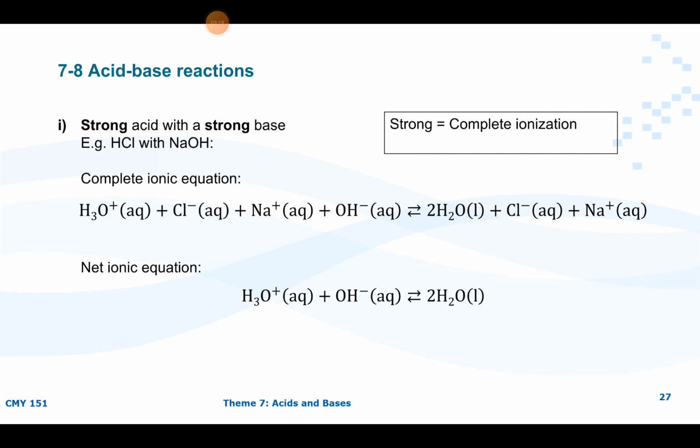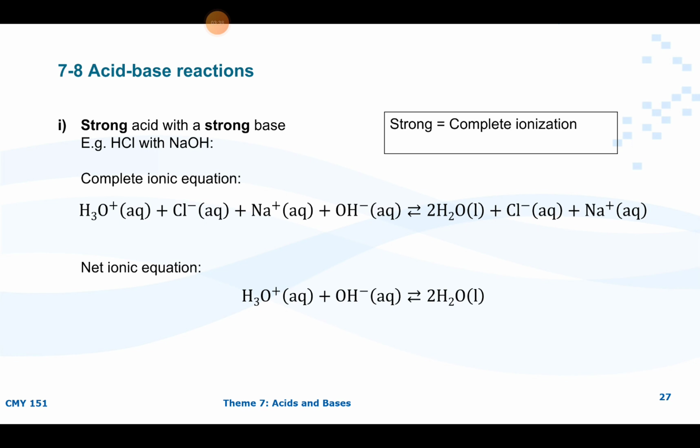The hydroxide and the hydronium will combine because this is a strong acid, this is a strong base. So they will react and neutralize to become water, and then we are left with our counter ions, the chloride and the sodium cation. Now that means from this complete ionic reaction we can just write out the net ionic equation.